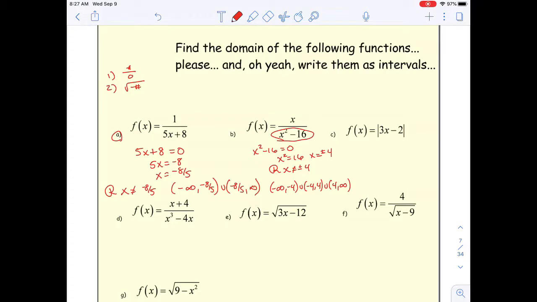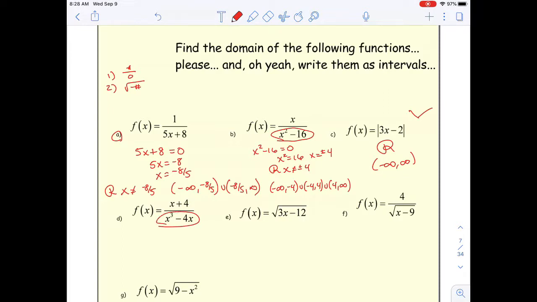Next, we have the absolute value of 3x minus 2, and there's no division, there's no radical. So this domain is all reals, from -infinity to infinity. You should know what that absolute value graph looks like, and you know that that's just going to be a V-shaped graph. So that's no problem with domains there.